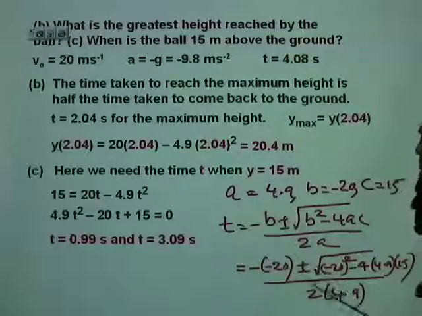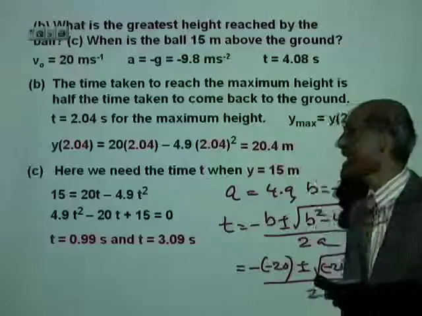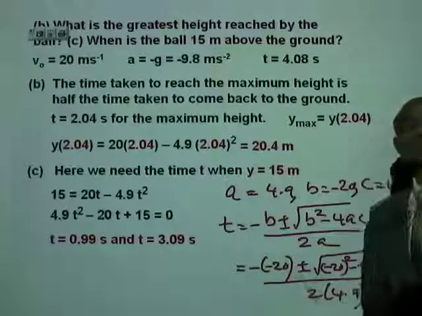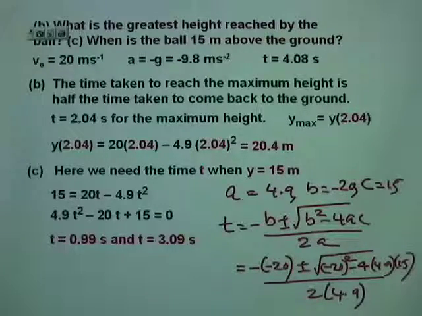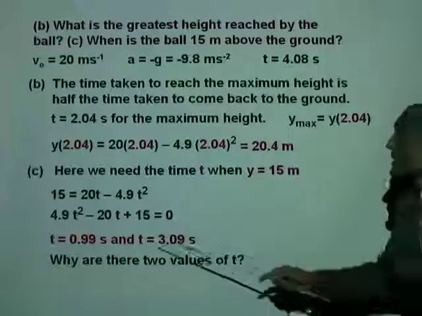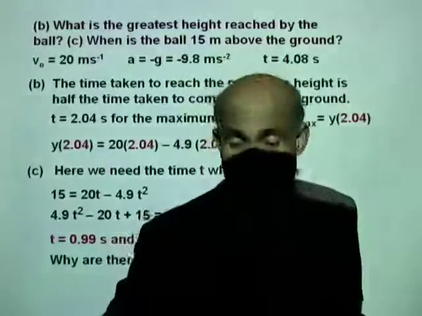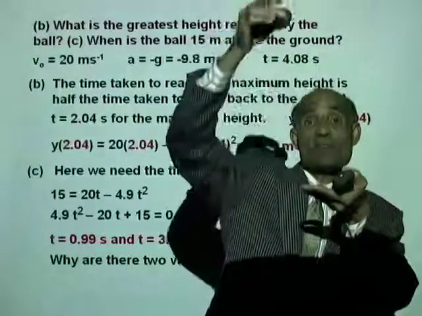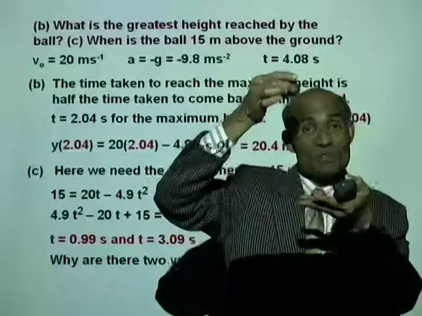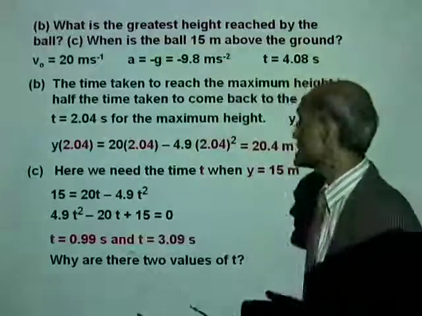You will get two values of time, and I got them as t equal to 0.99 second and t equal to 3.09 seconds. Now tell me, why do we get two values of time? Well, we get two values of time because the ball gets to a height of 15 meters once while going up and once while coming down. You see, two times the ball is at a height of 15 meters from the ground.